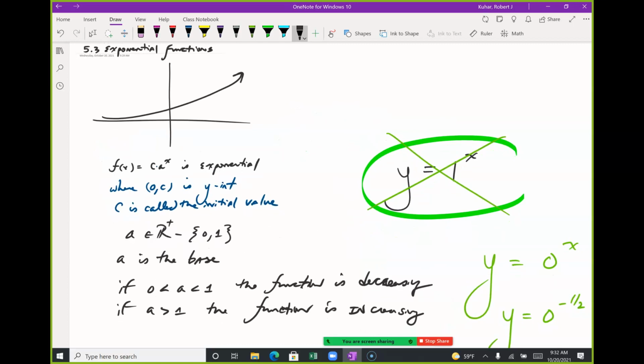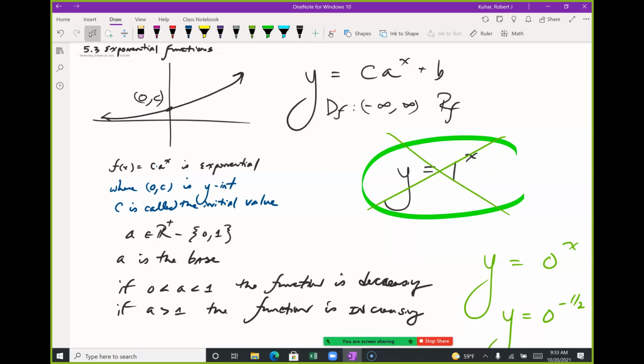So basically, the function looks like this with (0, c). What else can I see here? That I have a horizontal asymptote. Maybe I even want to say y equals c a to the x plus b, where b is the horizontal asymptote, right? What's my domain? Everything. What's my range? Everything above the horizontal asymptote. Exactly. So from b to infinity.